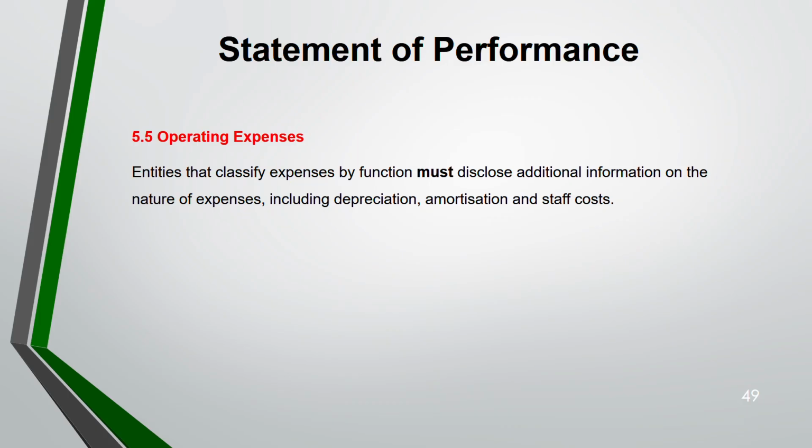Because when you classify expenses based on function, these things are not there. You can't look at the admin or selling expense and find out how much is your depreciation, how much is your staff cost. These are only there if you would have classified by what? Not by function. Okay, if you would have classified by nature. So that's why you have to disclose.